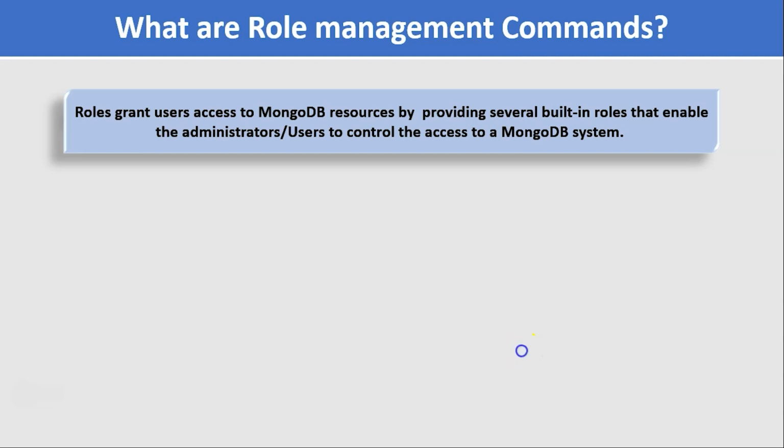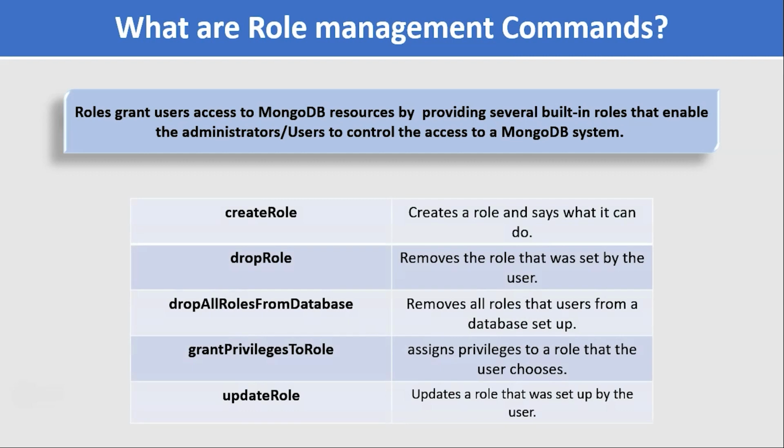Similar to user management, we have various different commands here as well. The first one is createRole. It is basically used to create a role for the database and say what can be performed on that database. Next, we have dropRole. It basically removes the role that was set by the user, which is the opposite of createRole. So if you want to drop a role that you have assigned to the user, you can use the dropRole command.